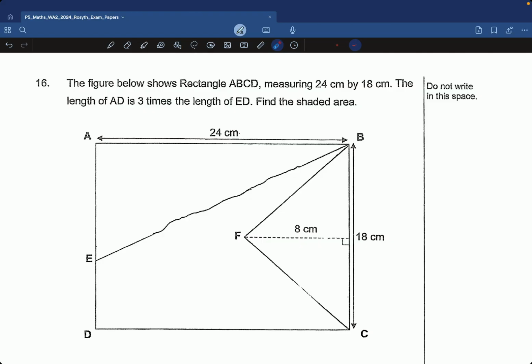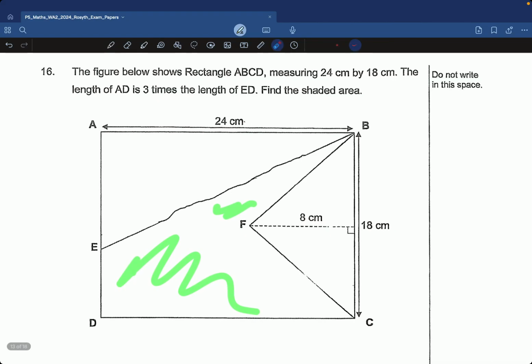So the shaded area, if I'm not wrong, is here. This is the shaded area. Okay, so first thing is we know that this is a rectangle from the first statement. Second statement says the length of AD is 3 times of ED. Okay, so that means this is 1 unit, and the total is how many units? 3 units. So what is AE? Right, AE is actually 3 units minus 1 unit, which is 2 units in this case.